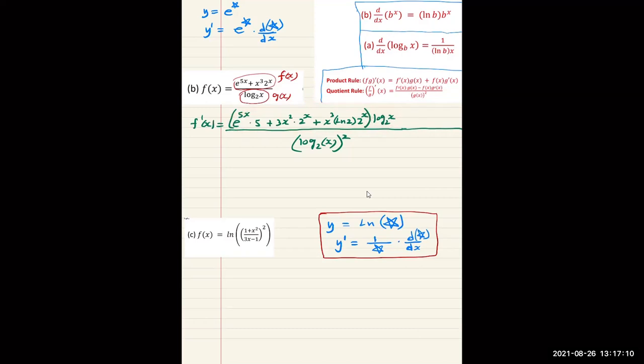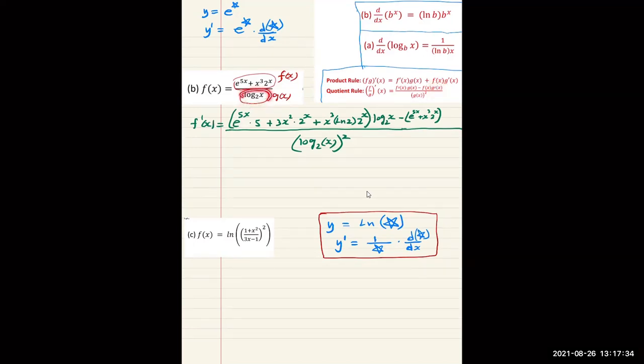And then minus f of x times g prime of x. F of x is this quantity, e to the power 5x plus x cubed times 2 to the power x, times the derivative of g prime of x. That means the derivative of this function.